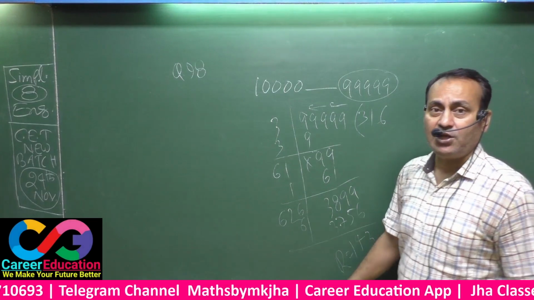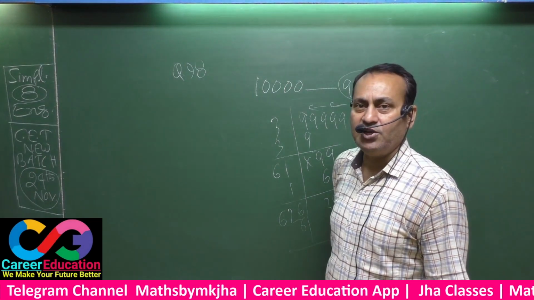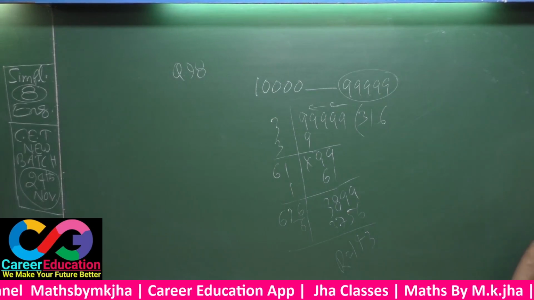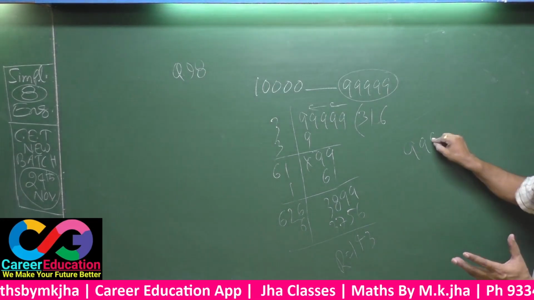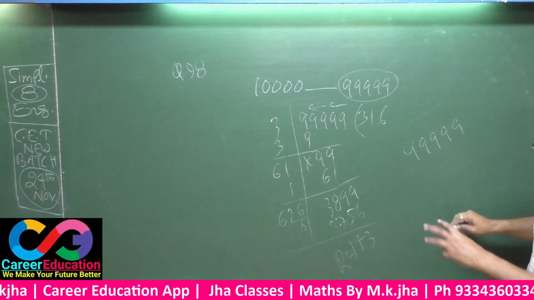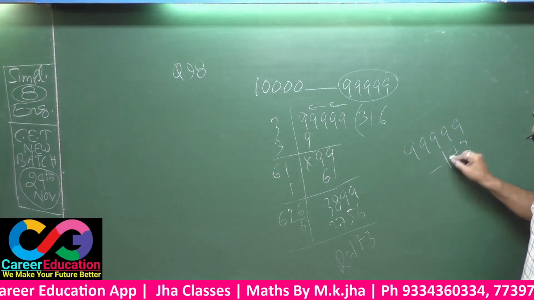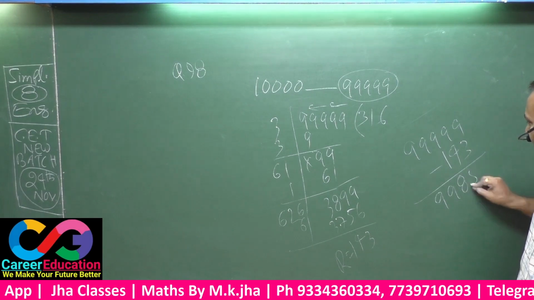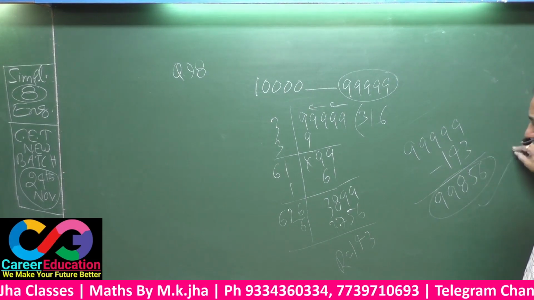Since you have taken the biggest number of 5 digits, that means you will have to subtract the remainder. That means in order to get the final answer, the 143 must be subtracted from this number, and thus you got 99856. This is your final answer.